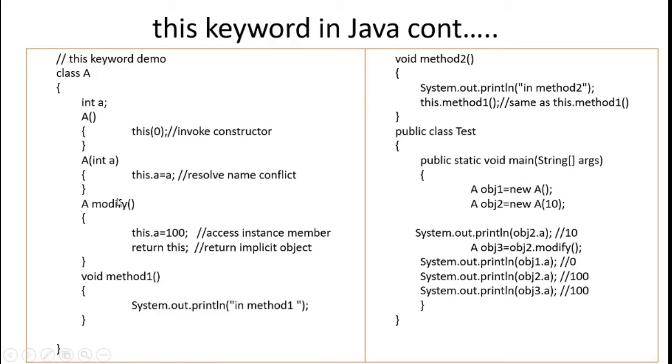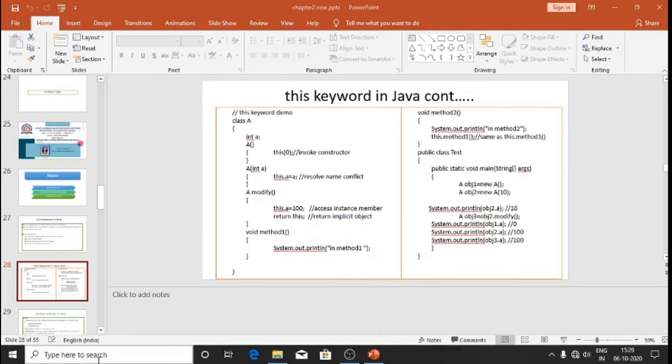So any function having a local variable, that is not the case. Here it is declared in the class, so that is the instance variable. Hence the modified value is displayed here on the second line. So we can see the output of this program. So let us go to the command prompt.